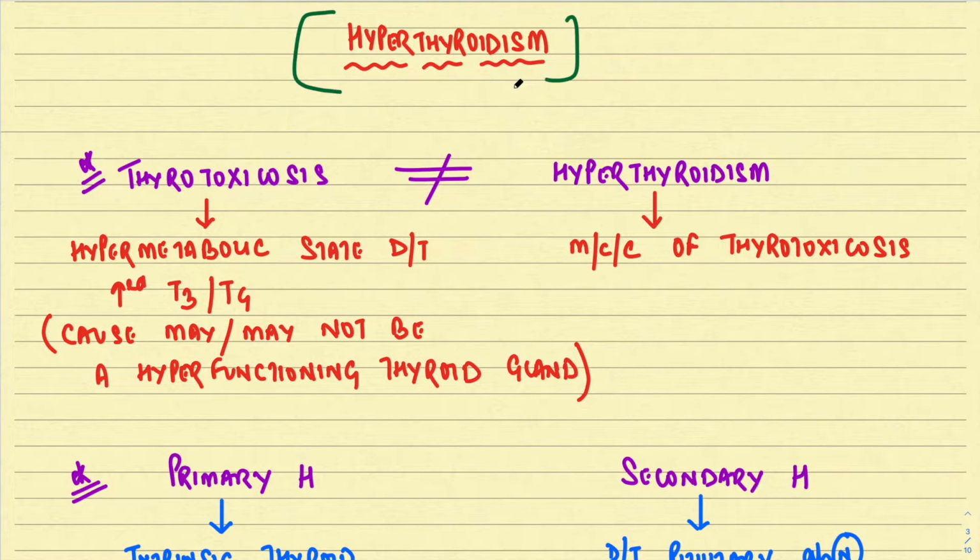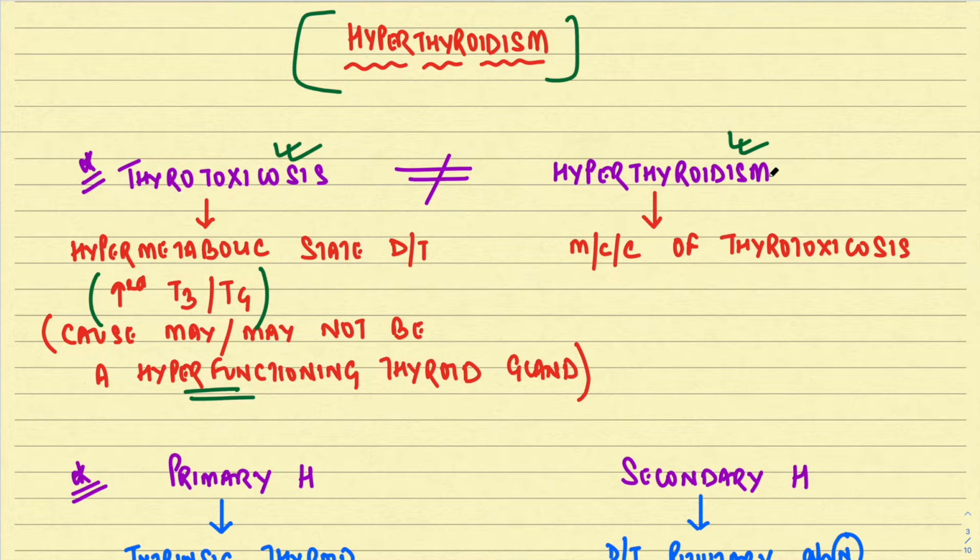Now we have to understand that thyrotoxicosis and hyperthyroidism are not the same entity. They are not synonymous, okay? Thyrotoxicosis means an increase in the level of T3 and T4, and the cause might be hyperfunctioning of the thyroid gland, or it might lie outside the thyroid gland, okay? So it may or may not be a hyperfunctioning thyroid gland. That is very important. Whereas in hyperthyroidism, the cause is hyperfunctioning of the thyroid gland.